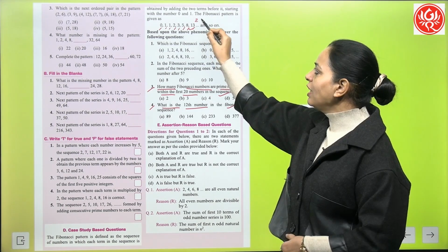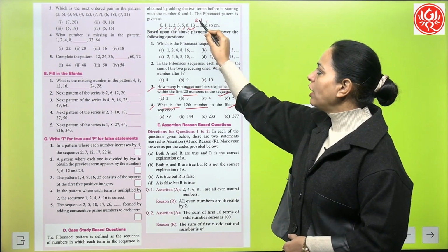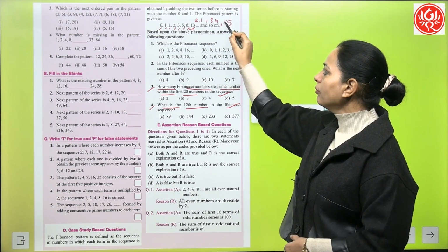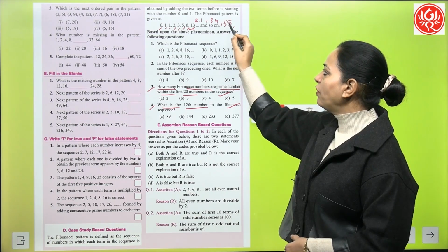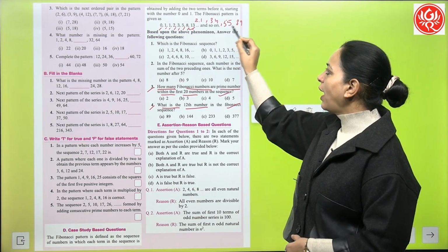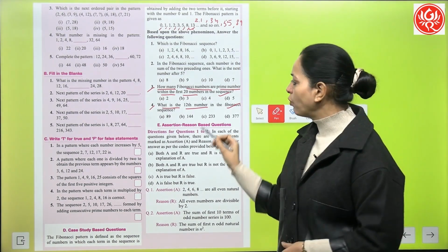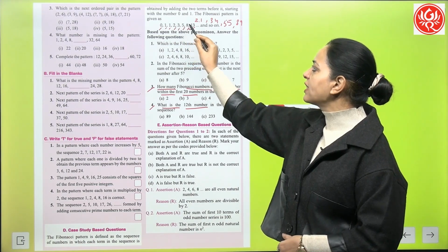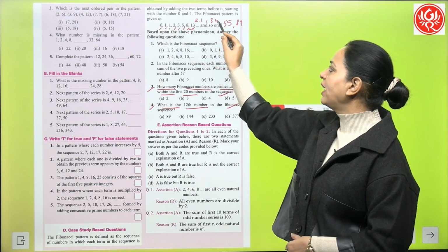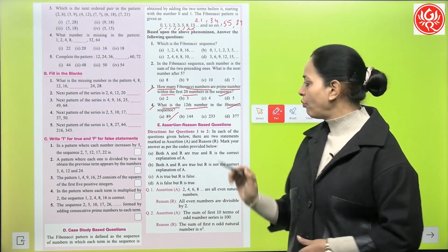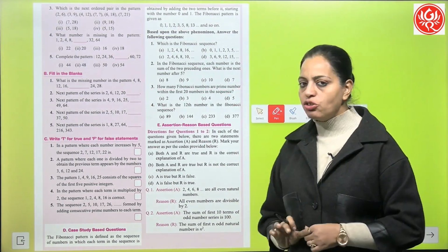8 plus 13, 21. Then 21 plus 13, 34. Then 34 plus 21, 55. Then 55 plus 34, 89. Like this you can find. You have to find the 12th number. So 1, 2, 3, 4, 5, 6, 7, 8, 9, 10, 11, 12. So that is 89, right? I hope this is clear to you.